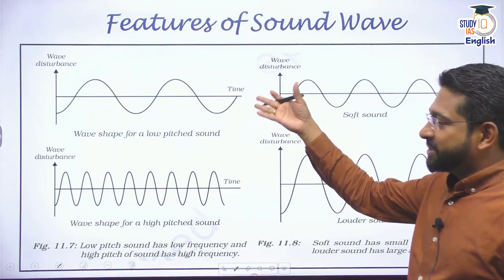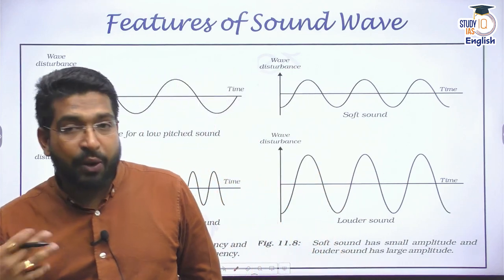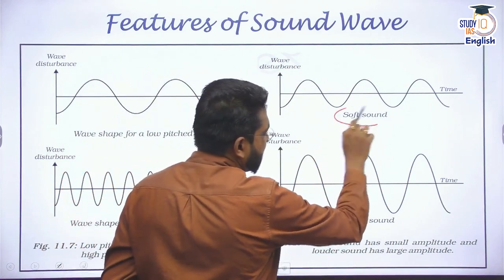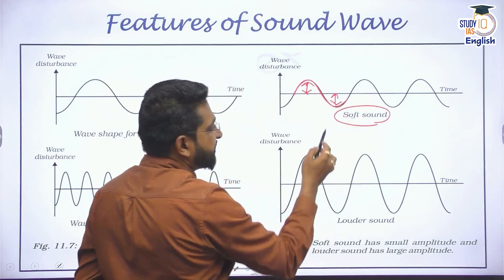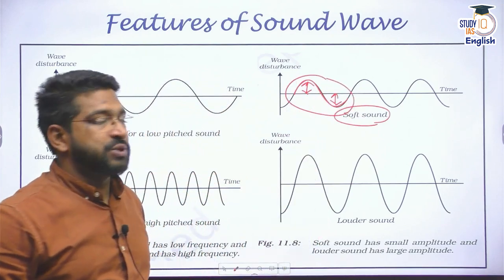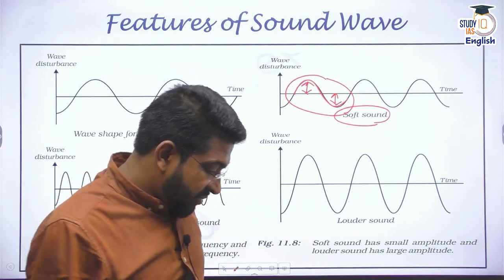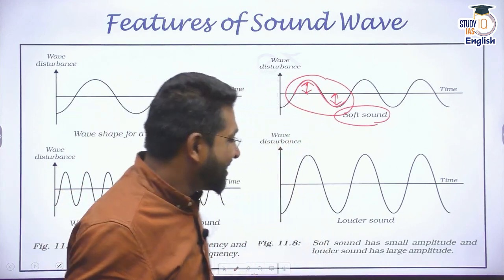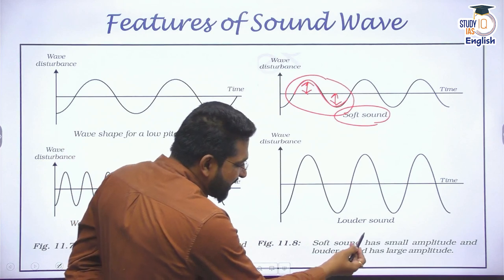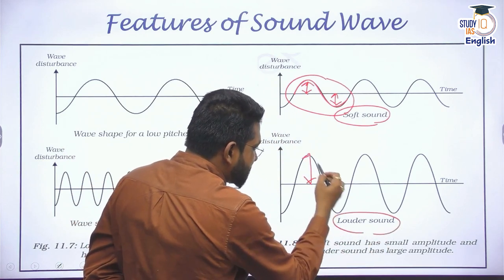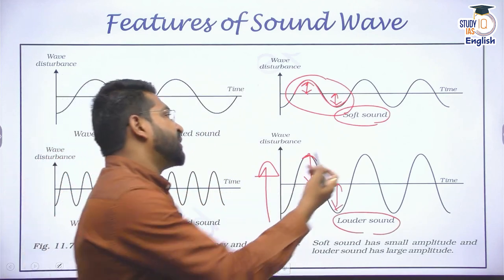When I say a sound is soft, that means its amplitude is low. Just look at this amplitude, the wave disturbance, something like this, where the amplitude is very low. That is a soft sound. But if I say a sound is very loud, like when you simply shout, there's a Shammi Kapoor movie where he says Yahoo in a song. That Yahoo is a very loud sound. Just look at its amplitude. The amplitude is high. So the higher the amplitude, the louder the sound. The lower the amplitude, the softer the sound.